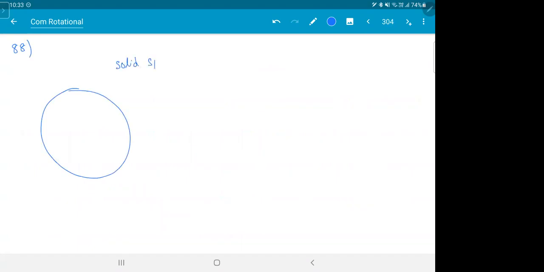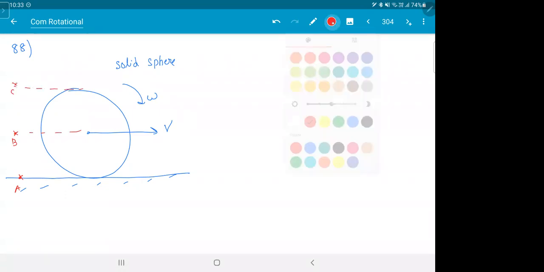So we have a solid sphere which is going with V and rotating with omega. There are 3 points here, okay? A, B, and this is C. 3 points A, B, C. I want to find angular momentum about A, B, C.